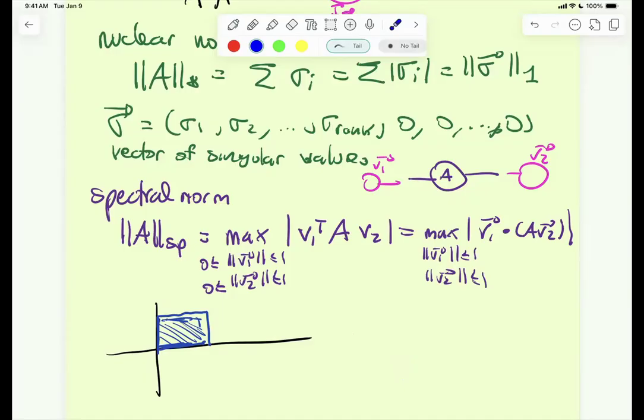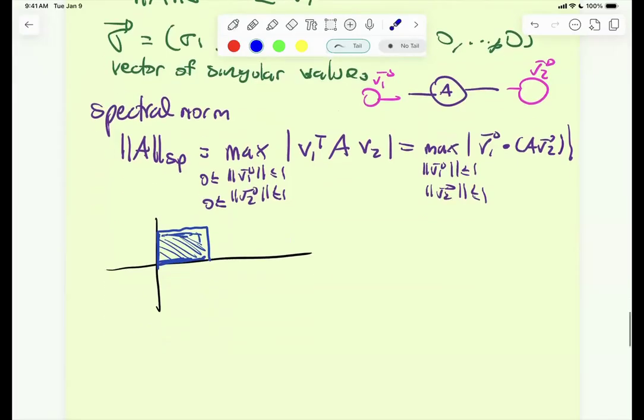What I was going to say is that the reason why this is called the spectral norm is that it also coincides with the largest singular value of the matrix, which is kind of cool. You do need to use the SVD decomposition to prove it, but the spectral norm is sigma 1. Remember, sigma 1 was always the largest singular value of the matrix.